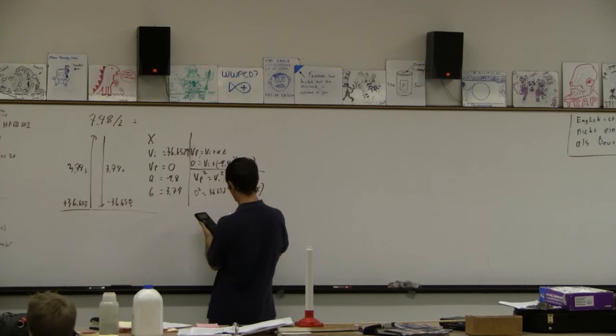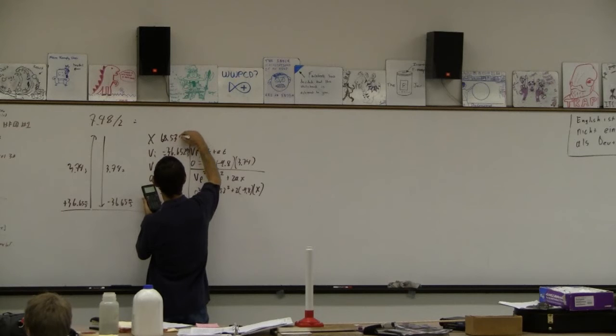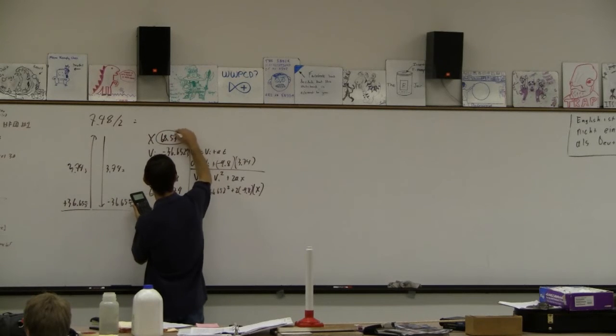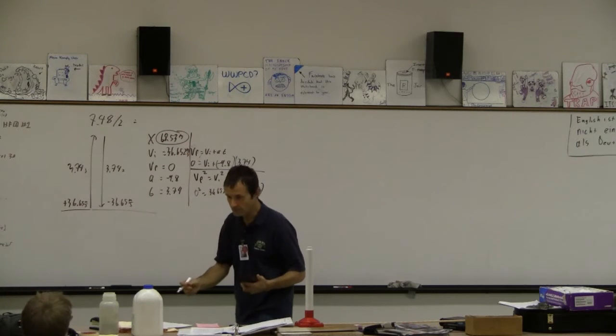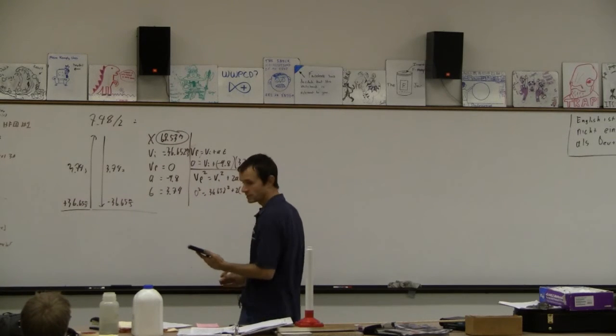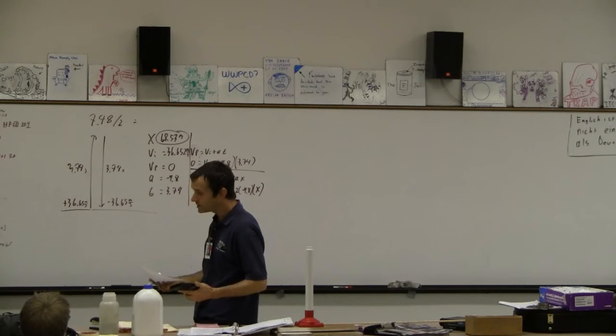Okay, so now we're solving this. So I'm going to square this, divided by 2, divided by 9.8, and that's 68.53 meters is how high it goes. 68.53. Did we get that right? Yes, we did. Okay, so now we've answered how high did it go.